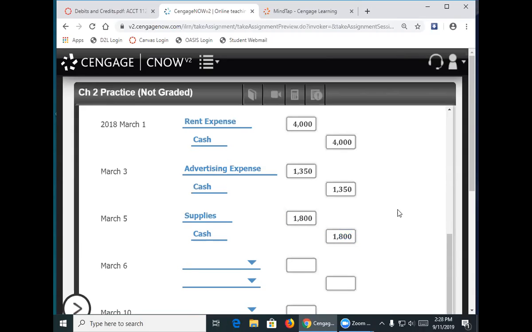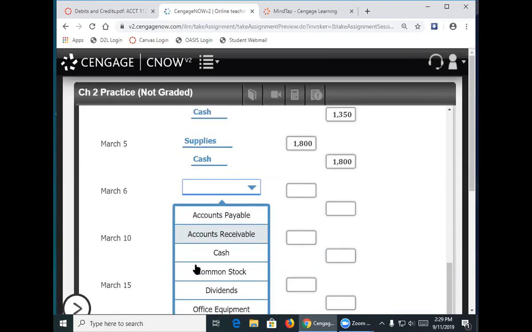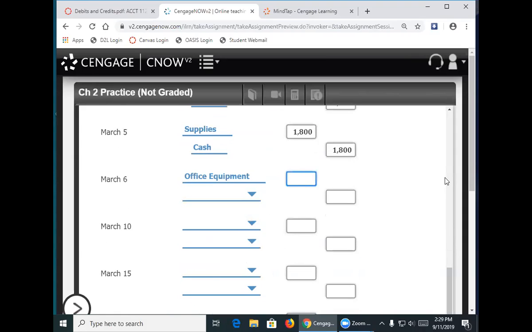Okay, on March 6th, we purchased office equipment on account. What two accounts are being affected there? Office equipment, but it won't be an expense. Payable? Accounts payable, good. So office equipment is what type of account? Asset, good. Is it increasing or decreasing? Increasing. So if an asset is increasing, we debit it. So office equipment gets debited.